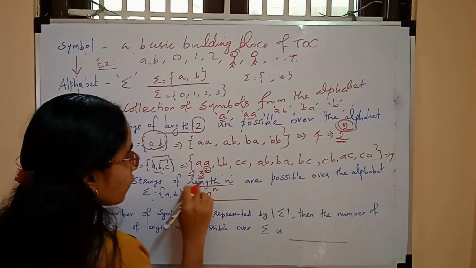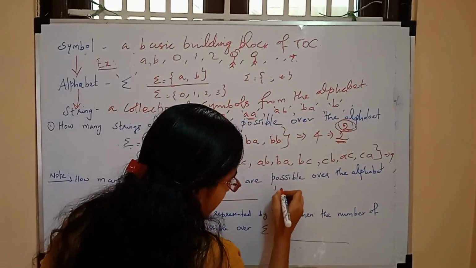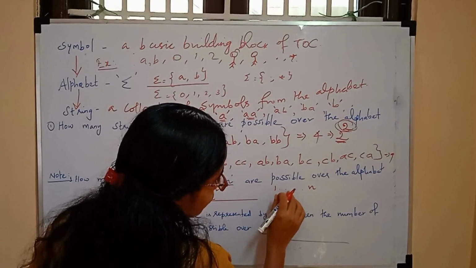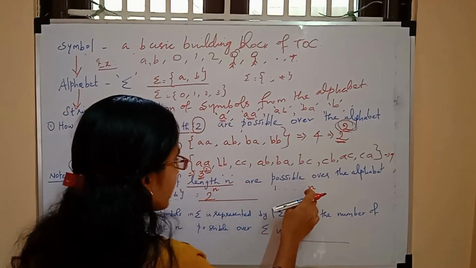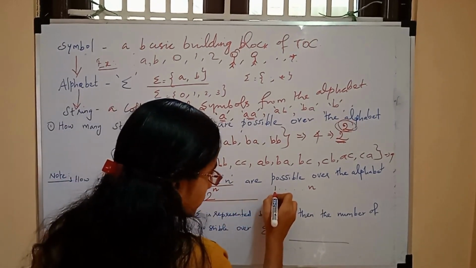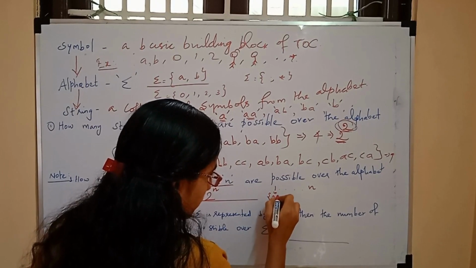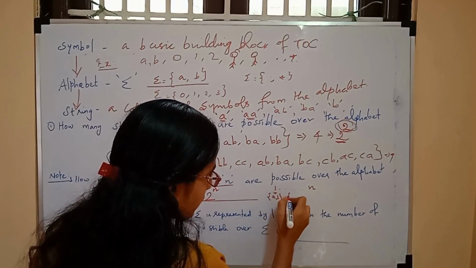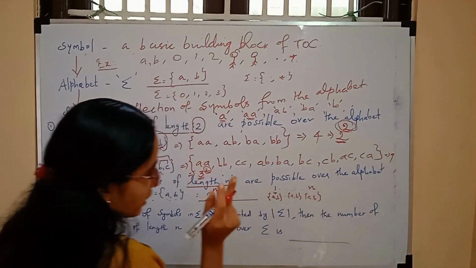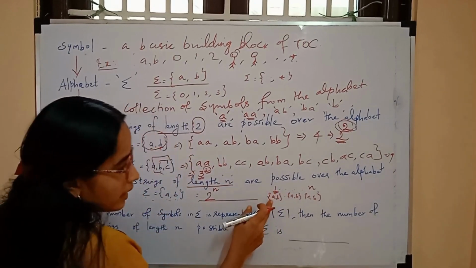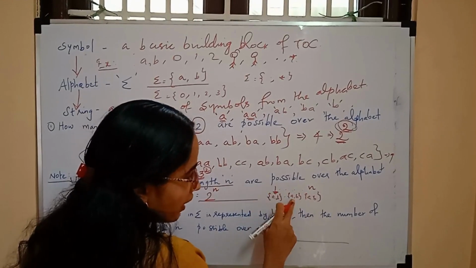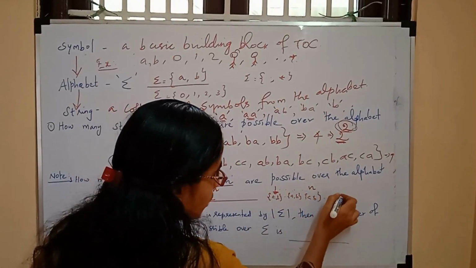So you have to form a string of length n. The string positions go 1, 2, 3, 4, 5, like that, and it will end at n. The length of the string is n. So what is the alphabet? The possible alphabet for this position is A comma B. Likewise for this one you will have A comma B, and for this one A comma B. You have two possibilities. The first place may be either A or B. Then in the second place again you can have either A or B. Likewise it goes up to n.